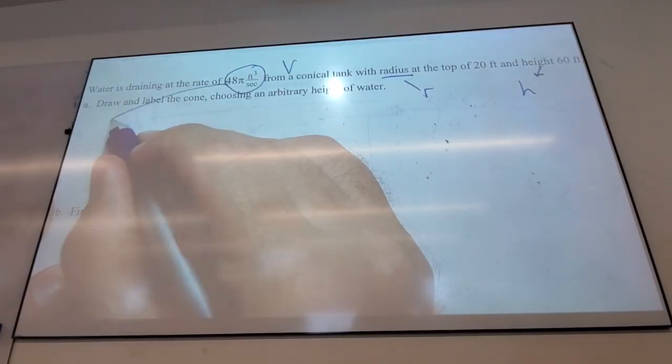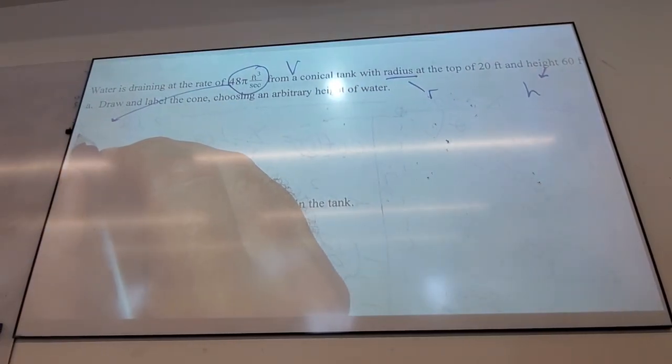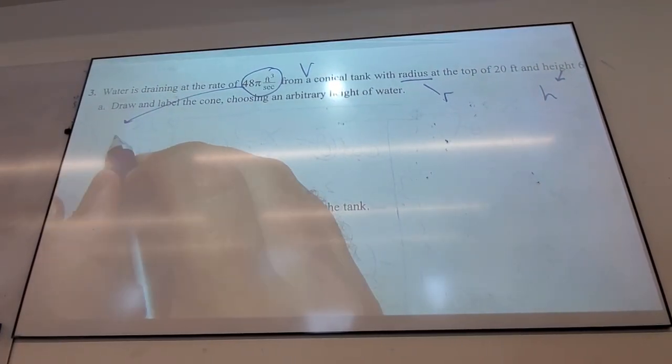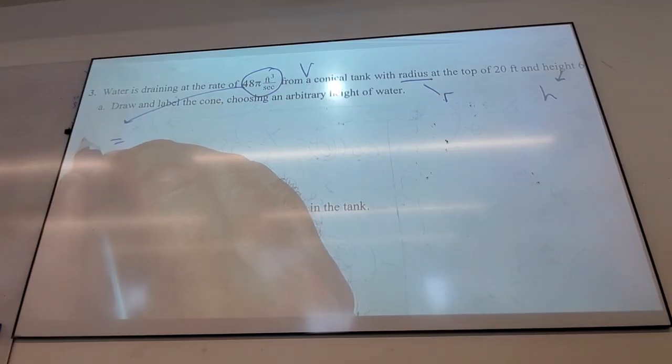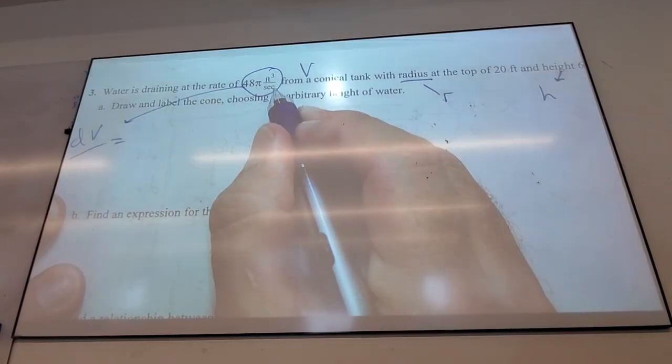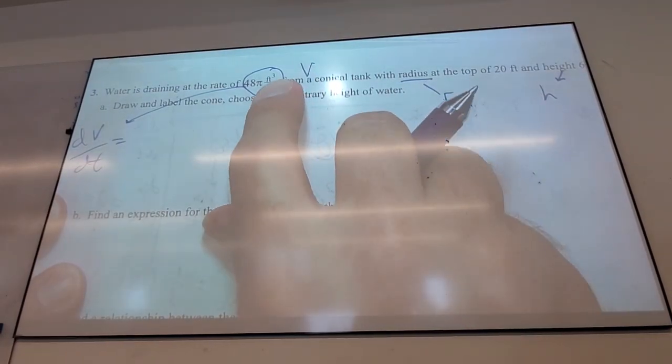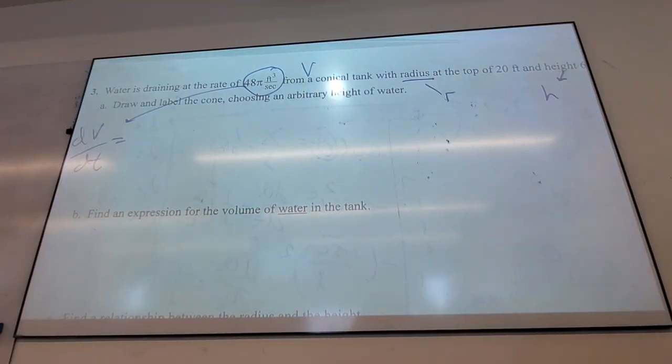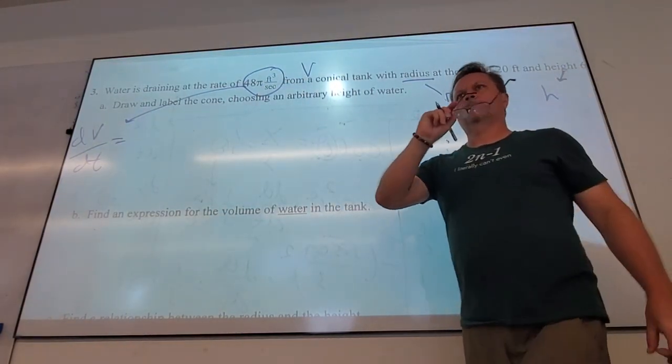So what are the symbols for what they tell me? 48. What symbols? dV over dt. So they've established the unit of length is feet and the unit of time is seconds. Yes? Let me stop for a minute.